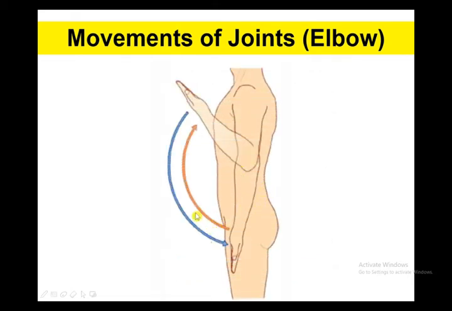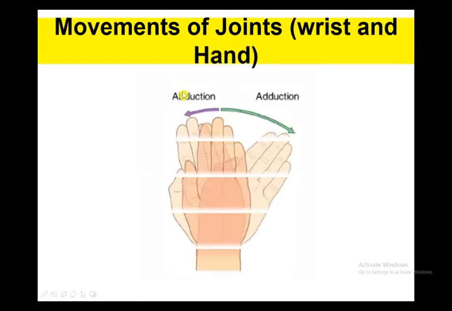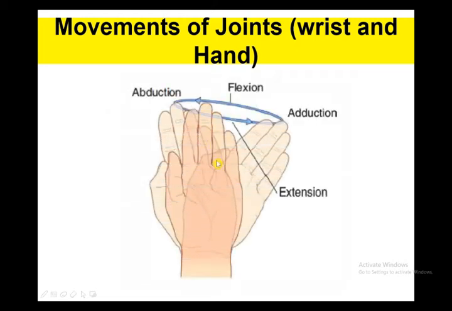At the elbow joint, flexion and extension. The red arrow is representing the flexion and the blue is representing the extension. Let's talk about the movement at the wrist and the hand. We have here the abduction and adduction at the wrist, flexion and extension, and you can say a little rotation.